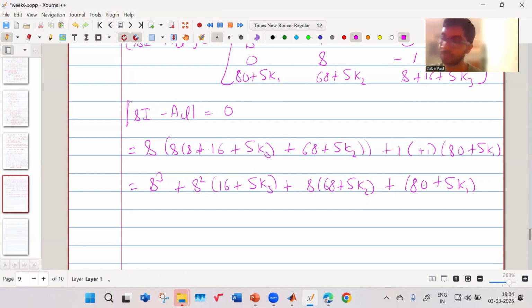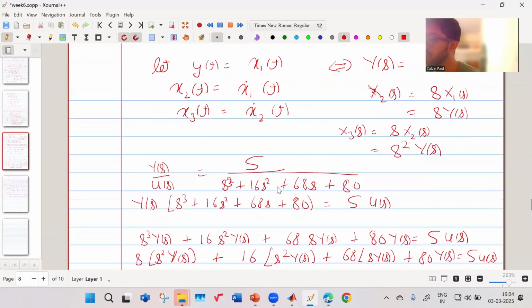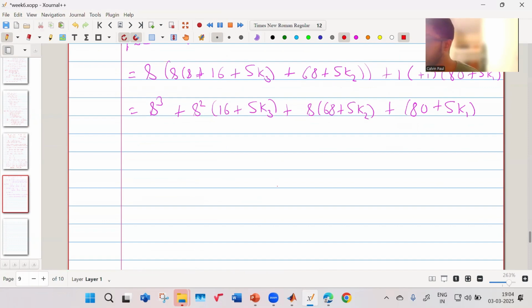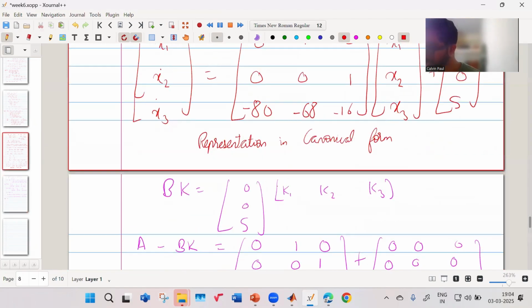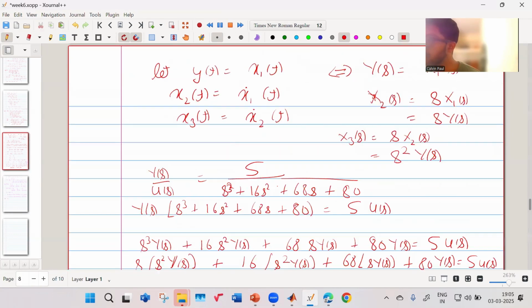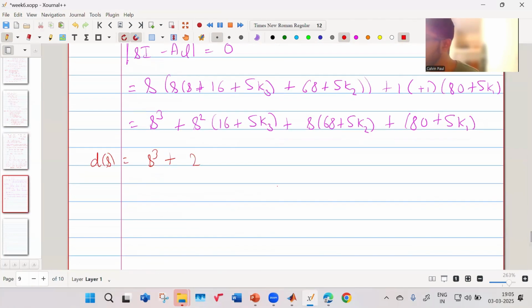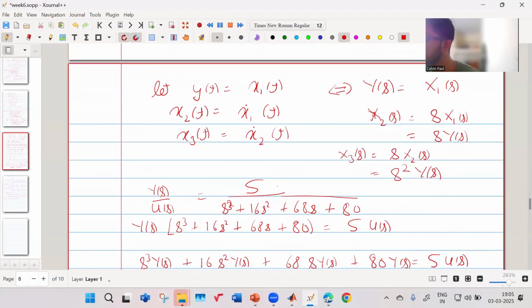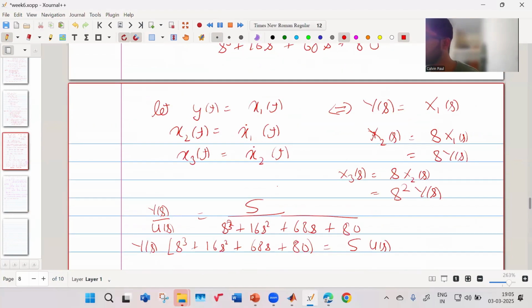Okay, so it has become simpler. Now, what was our original equation? What was our desired characteristic equation? It was s cube plus 24s square plus 180s plus 2080. I had forgotten it already. Our desired equation is s cube plus 24s square plus 180s plus 2080.